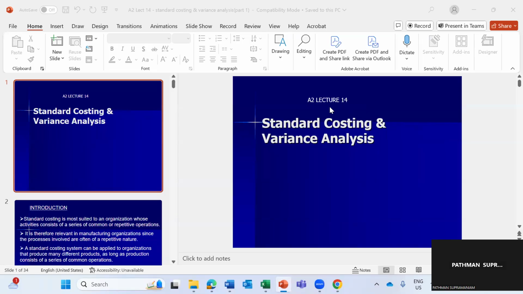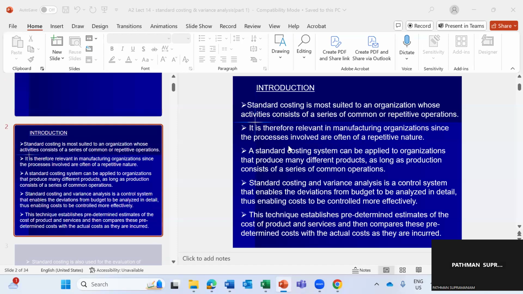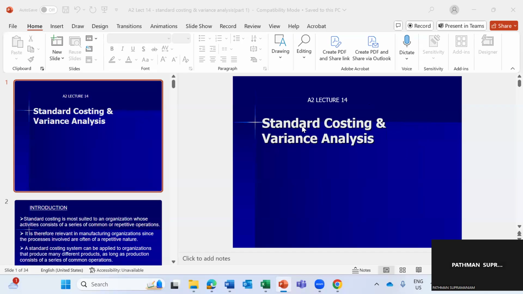Okay, hi. So today's lecture will be on standard costing and variance analysis. This has got something to do with the flex budget, which we talked about previously. When you flex a budget, we are recalculating the budgeted figures and comparing them with the actual figures based on the same level of output, right? So the keyword here is same level of output.